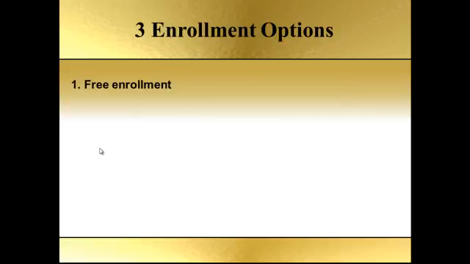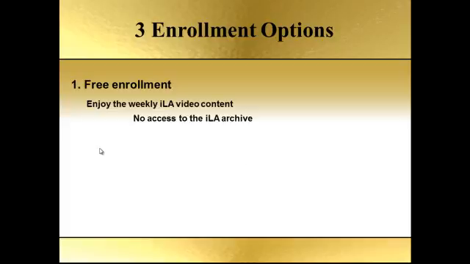The first enrollment option is a free enrollment. A person can actually enroll for free. And what they get as a free enrollment is to enjoy the weekly iLA video content. But as a free enrollment, there are some limitations. There's a lot that they don't get. For example, they don't have access to the iLA archive and the inspirational articles. Another thing they don't have is a personal website. They also don't have the ability to earn from the Matrix referral program. That's the free enrollment.